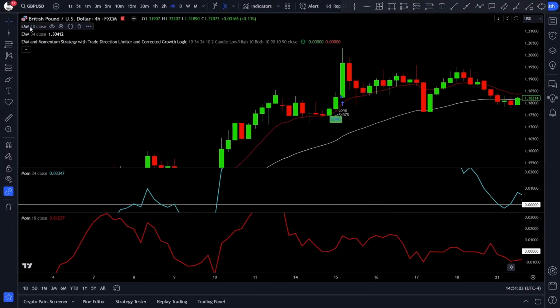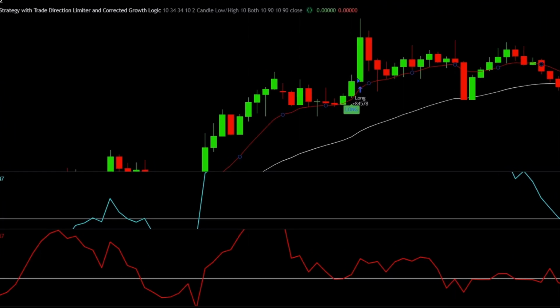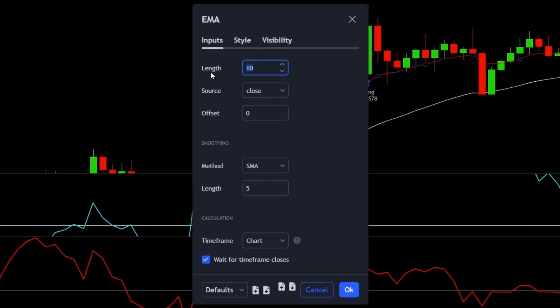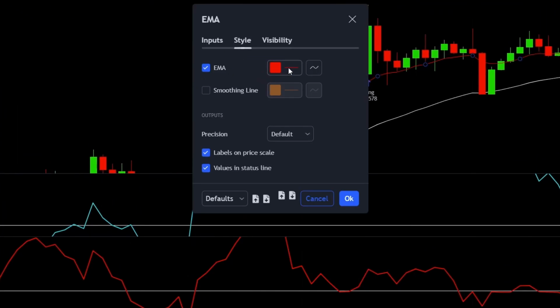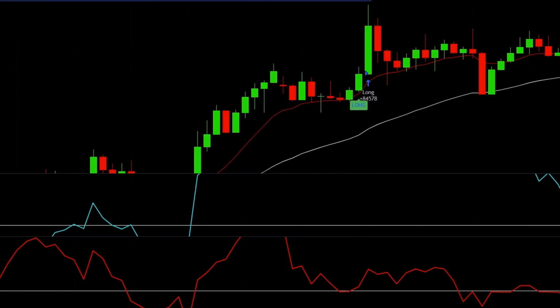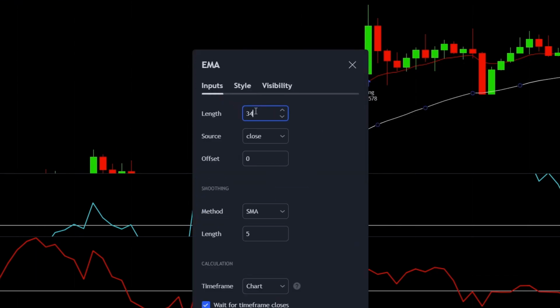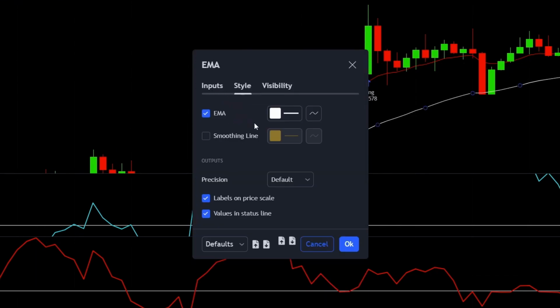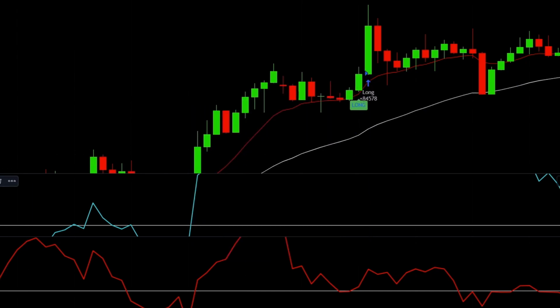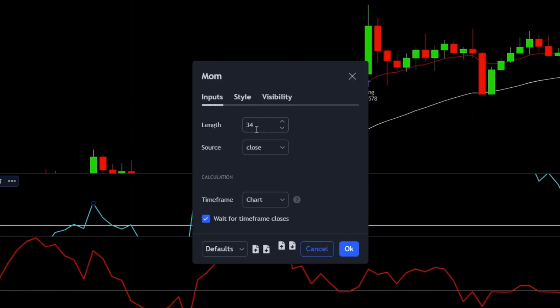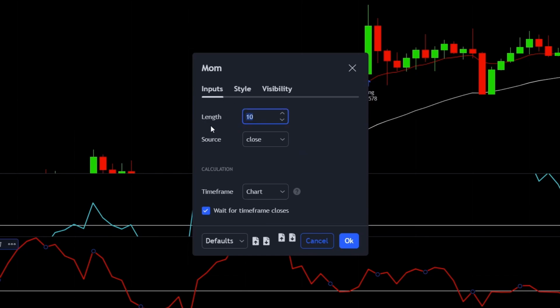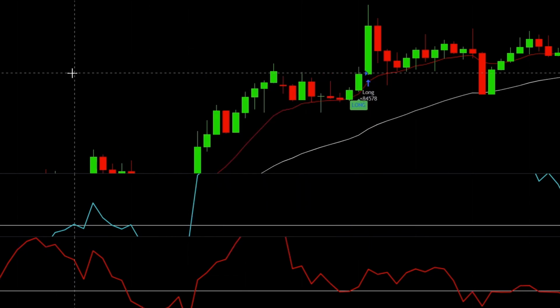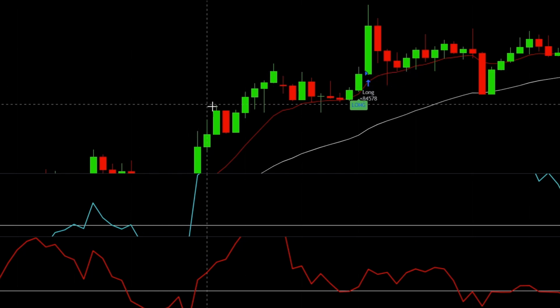We need to modify a few settings. So first open up the first EMA, set its length to 10 and color it however you like. I used red. Then open up the second EMA, set its length to 34 and color it white. For the momentum indicators, set the first one to a 34 length and the second one to a 10 length. Those are all the indicators that we will need, so now let's go over the rules for longs and shorts.